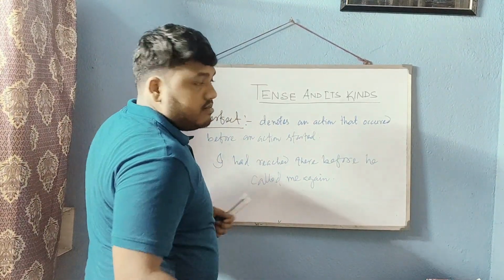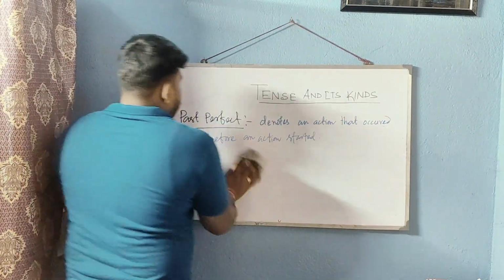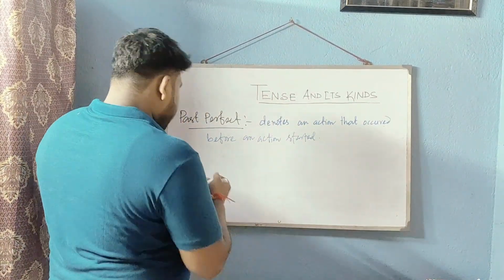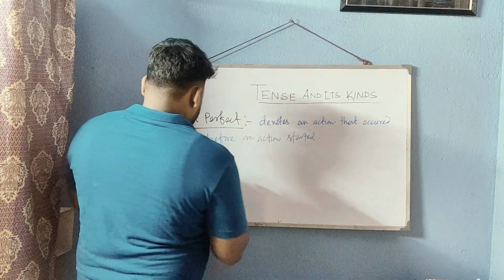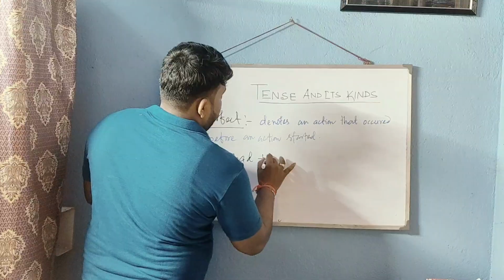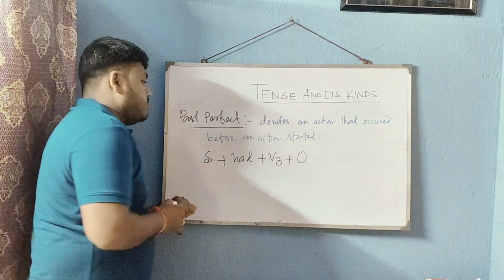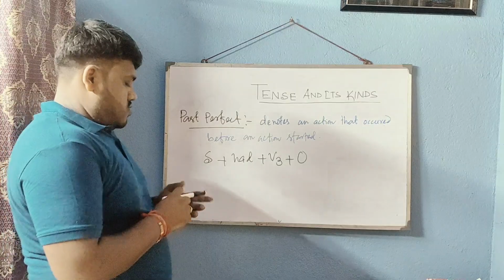So I'm writing the rule of past perfect tense. I will give more examples of it. Subject, had, and past participle form of the verb and object. This is the rule of the past perfect tense.